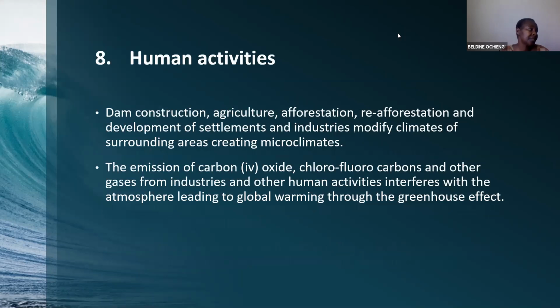Human activities: dam construction, agriculture, afforestation, reforestation, and development of settlements and industries modify climates of surrounding areas, creating microclimates. Human activities, all that we've mentioned, afforestation, reforestation, building of settlements, industries will modify either negatively or positively.